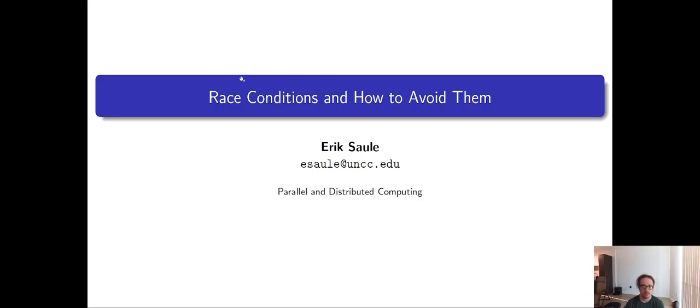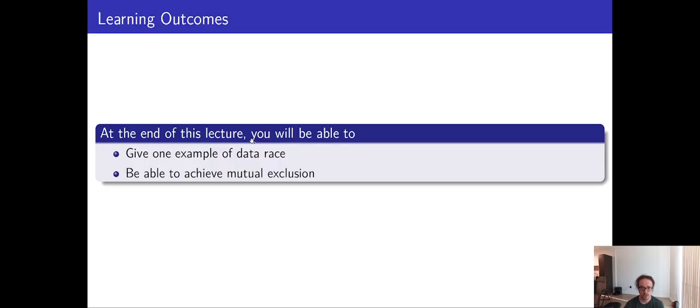Okay, today we're going to go over a kind of short slide deck about what race conditions are and how we can avoid them. So we've talked about race conditions a little bit in class so far. Hopefully by the end of this you'll be able to give an example of a data race and be able to explain how we can enforce this concept of mutual exclusion that we've hinted at several times in class.